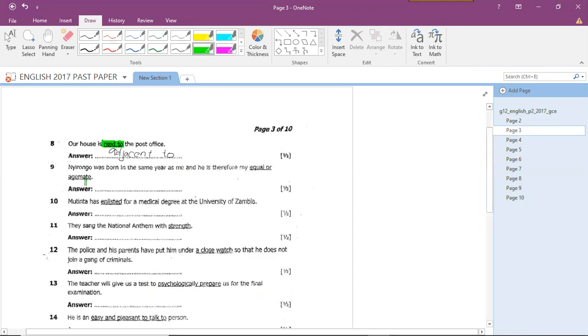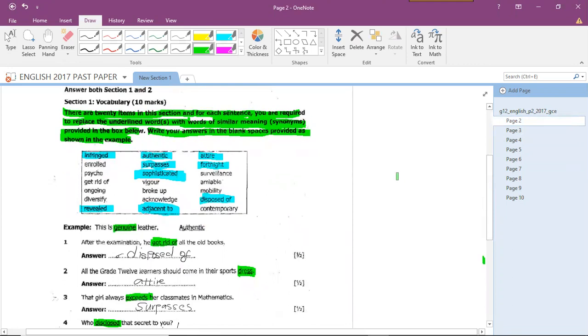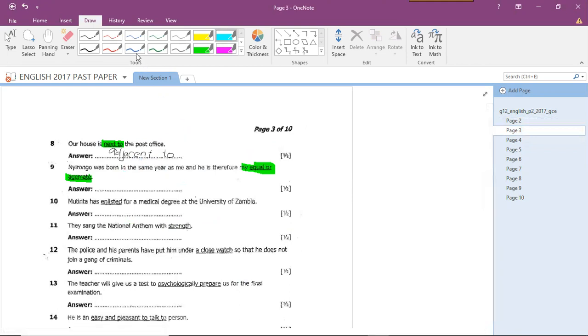It says Nirongo was born in the same year as me, and he is therefore my equal or age mate. So as usual, from the given list, we have to look for a word which rhymes with my equal. And from this list of words here, I can see that the answer should be contemporary. So something that's close to an equal is a contemporary. So the word has to be contemporary there. So you write it down as contemporary, like so.